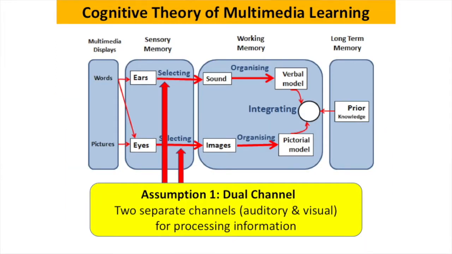In this cognitive theory of multimedia learning, there are three assumptions. So, assumption number one is something called dual channel. There are two separate channels. One is called the auditory, and one is called the visual channel for processing information. So, when our students look at their laptop, they are actually looking at some text over there. They could be seeing some video there. They could be listening to something there. So, it's coming through the two sensory channels.